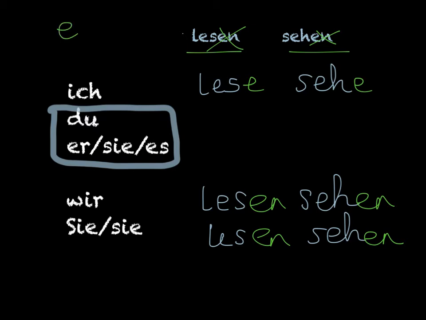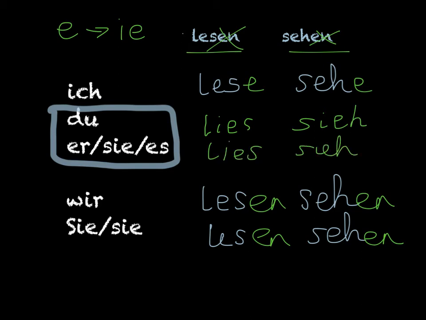Now, the stem change is from an E to an IE, so we're going to insert an extra vowel. So instead of it being les, it's going to be lies. And instead of it being seh, it's going to be sieh. Okay, and that is how the stem changes. And now, all we need are, well, normally the regular endings. However, lesen already has an S, so I just need a T. But it would be du siehst, sie, es liest, and sie, es sieht.